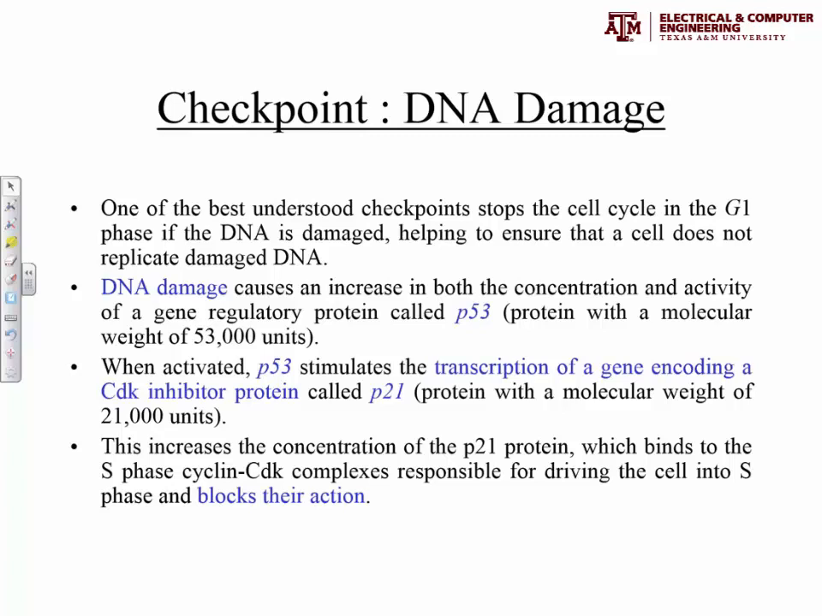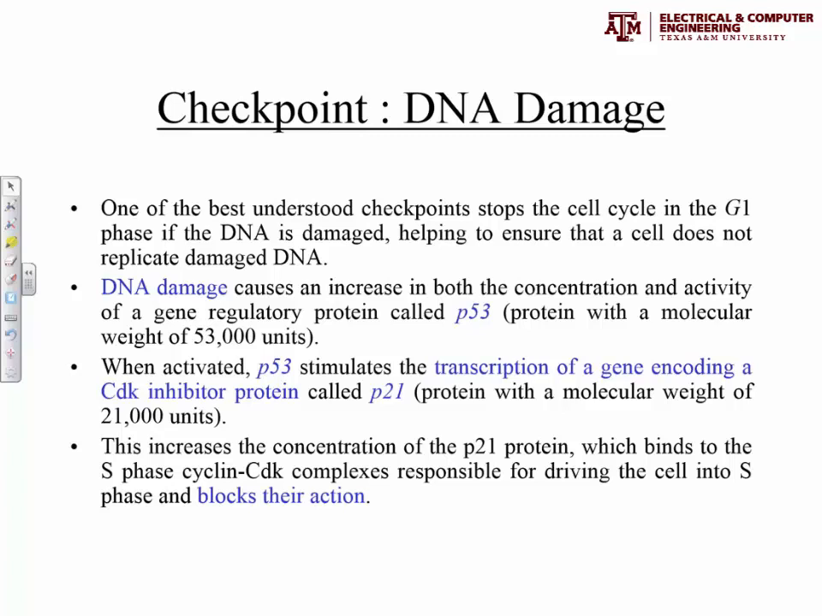Now, if there is DNA damage in the cell, this causes an increase in both the concentration and activity of a gene regulatory protein called P53, right? You'll hear about it all the time in the context of cancer. P53 means protein with a molecular weight of 53,000 atomic mass units, so 53,000 Daltons, right? Now, P53 is a transcription factor, right? Remember, we were looking at eukaryotic transcription. You had that thing that looked like a mouse, with a lot of things piling on it to get it going, and those were called transcription factors. P53 is a transcription factor.